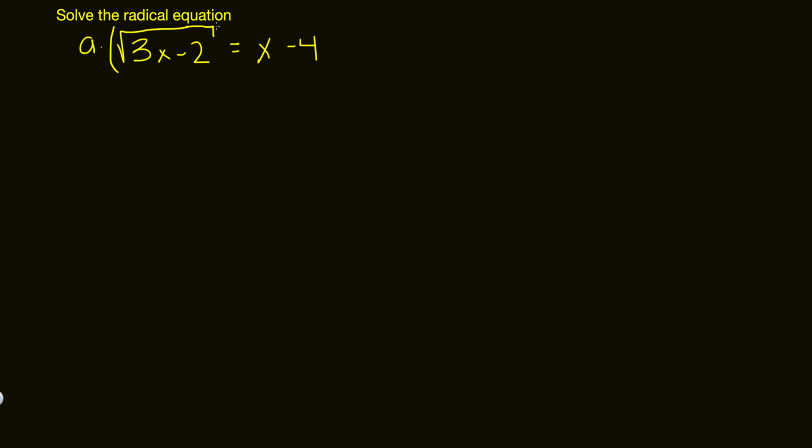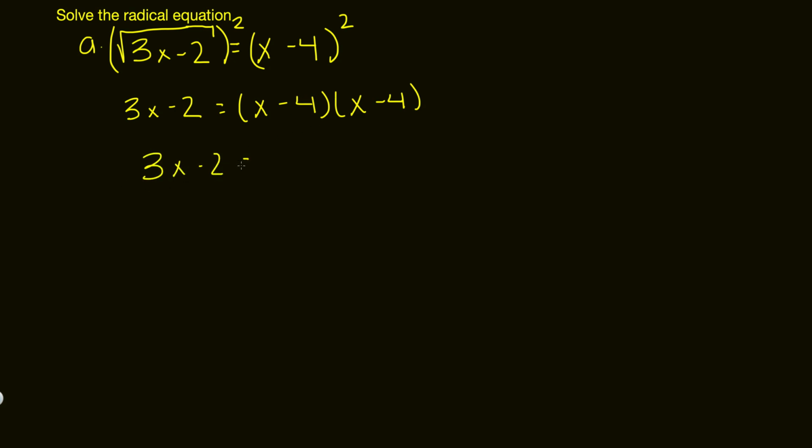So the next thing I'm going to do is square both sides. So now I have 3x minus 2. And remember that this one is actually two binomials being multiplied together, so we have x minus 4 times x minus 4. I'm just going to clean this up. I'm going to make this x squared minus 8x plus 16. The way I did that so fast is I did negative 4 plus negative 4.